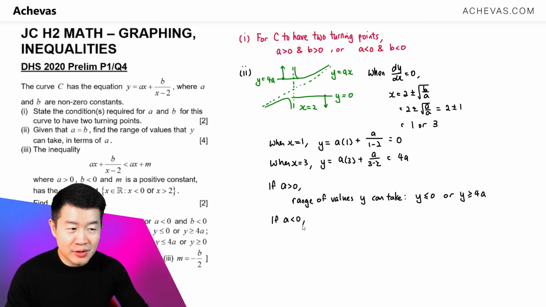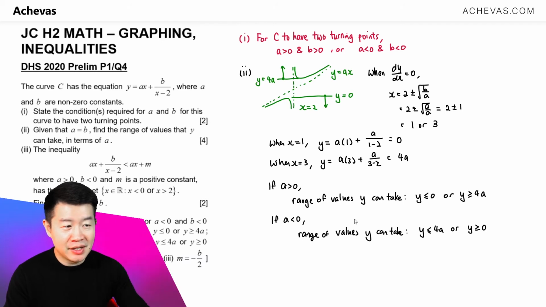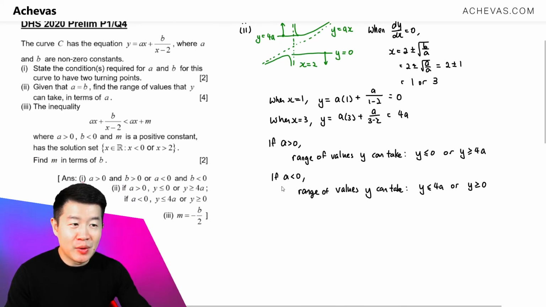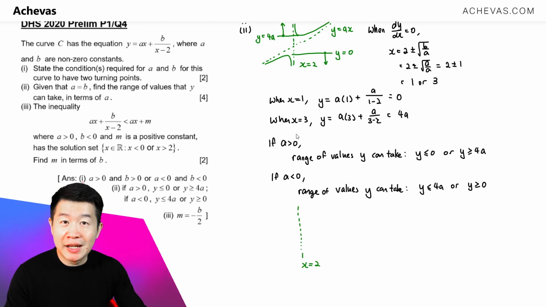If a is less than 0, can you imagine what is the range of values that y can take? This time it is going to be when y is less than or equal to 4a or when y is bigger or equal to 0. Let me very quickly explain this before I end this part. Because now we are analyzing the case where a is less than 0, which means that although the curve will still have a vertical asymptote at x equal to 2, its oblique asymptote is going to have a negative gradient. So it is going to be this way.